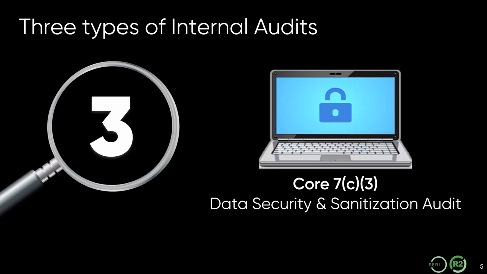The third type of internal audit is a data security and sanitization audit, which must be conducted at minimum on an annual basis. The requirement for this audit is found in Core 7C3. As the name suggests, this audit is used to assess both the facility's data security practices as well as its sanitization procedures to confirm that they're effective in protecting data devices and destroying all data.